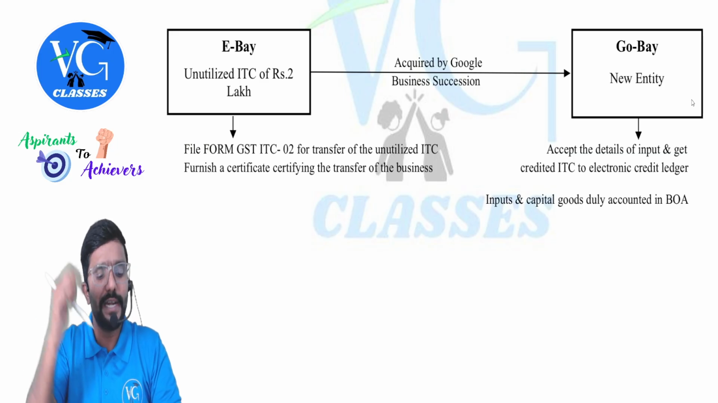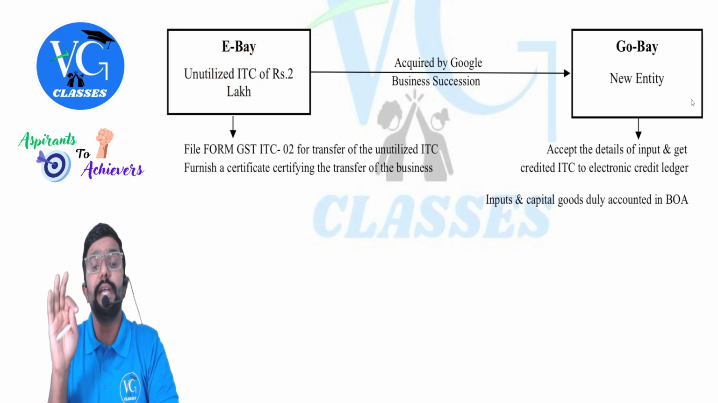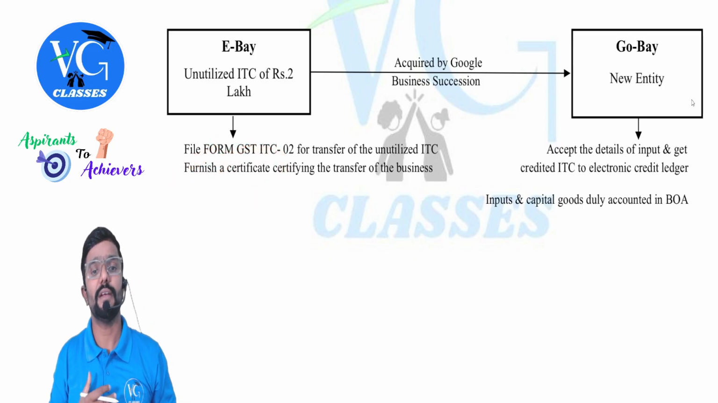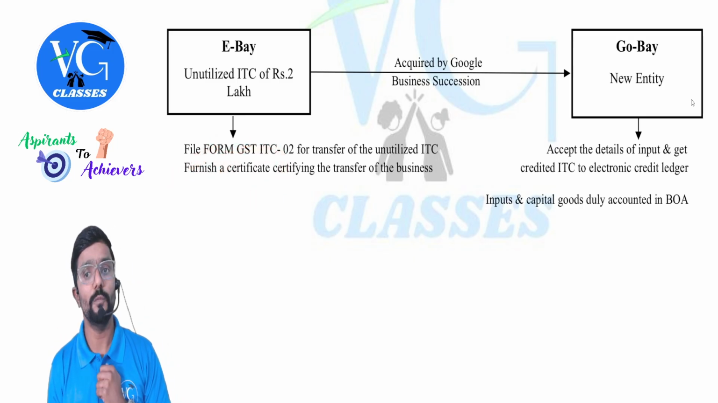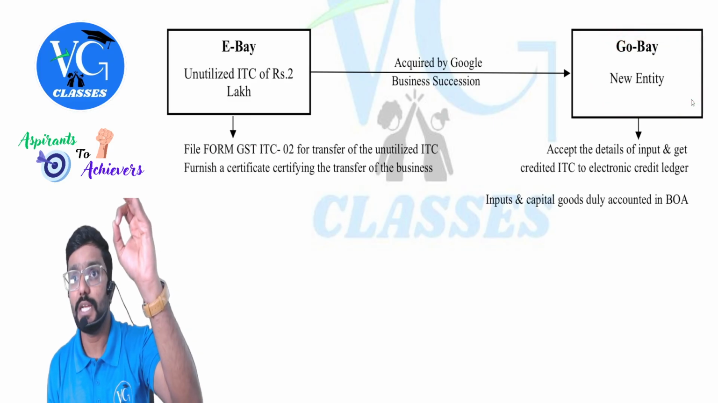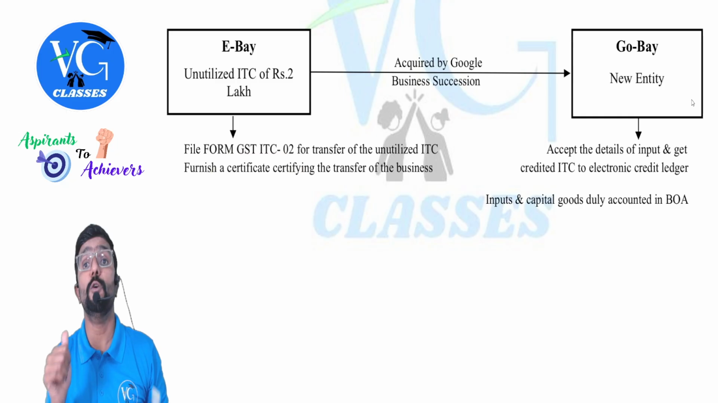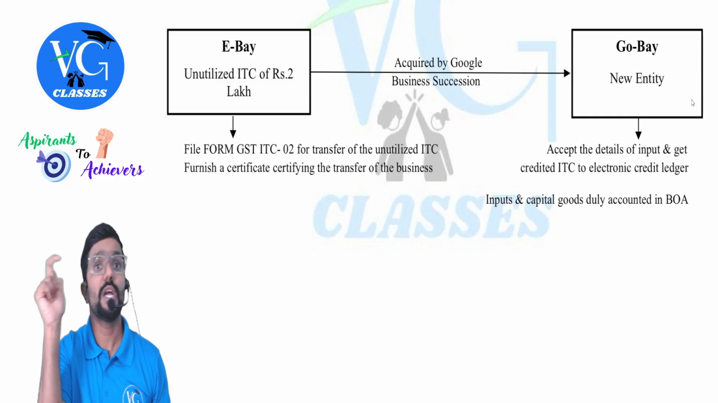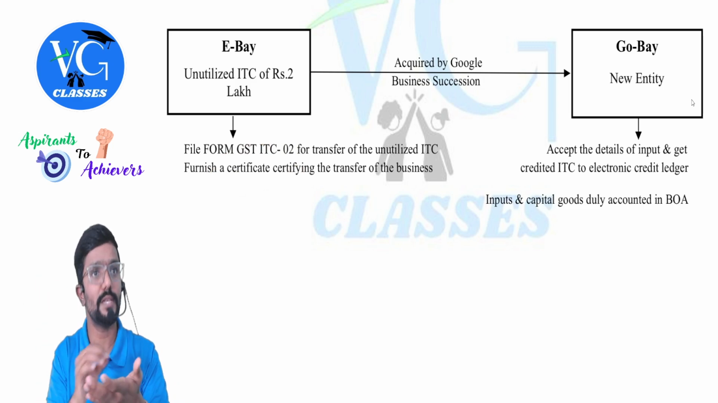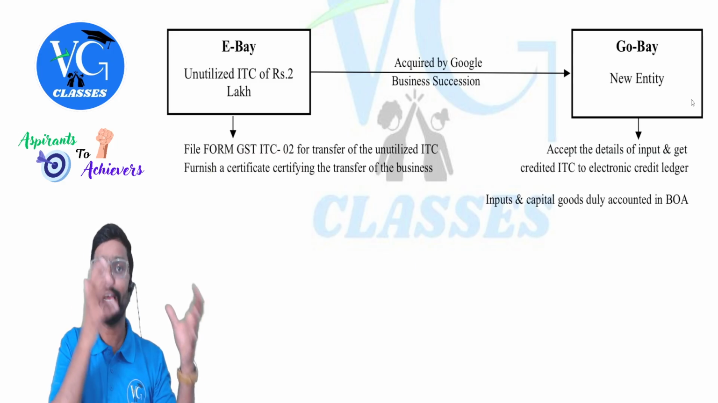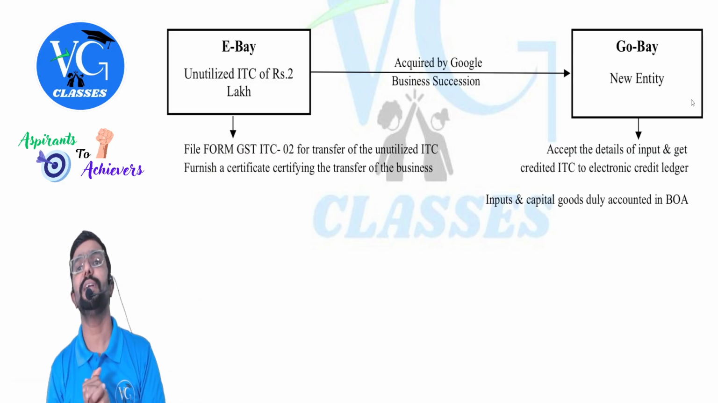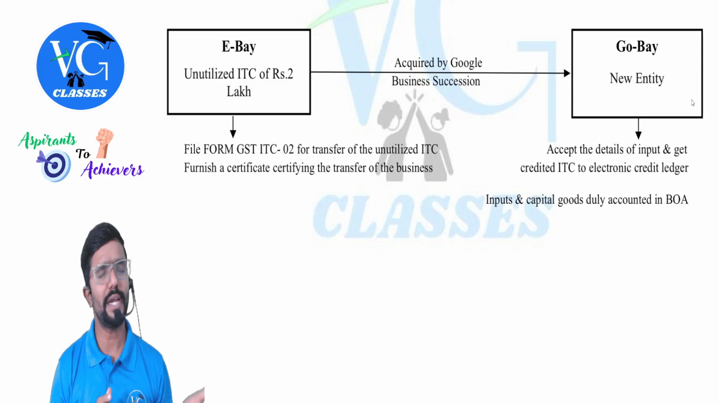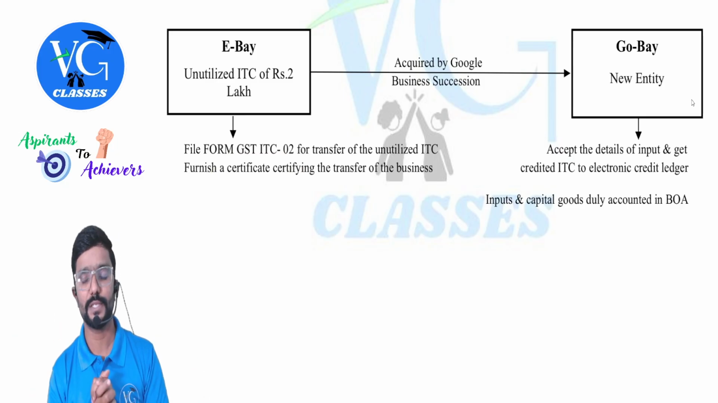They have to give the details of this unutilized ITC in ITC-02. And also they have to furnish a certificate certifying the transfer of business to Gobe. Is that clear? They have to get it certified by a chartered accountant or cost accountant, as proof that eBay has actually been acquired by Google and they have named it as a new entity, Gobe. So it has to be certified by either a chartered accountant or cost accountant, guys.